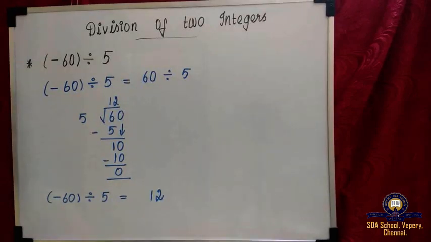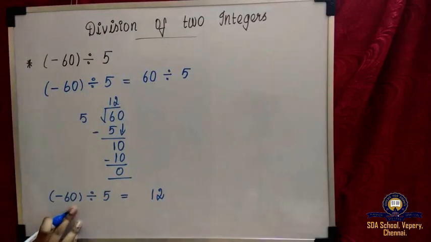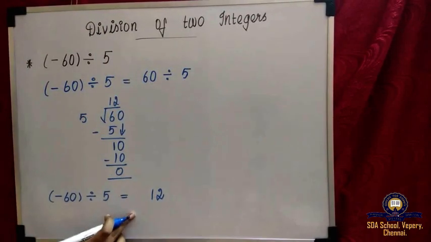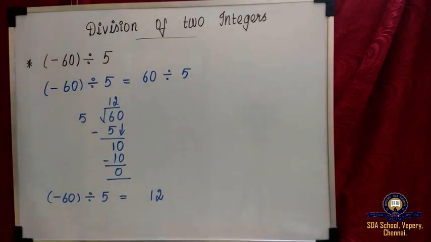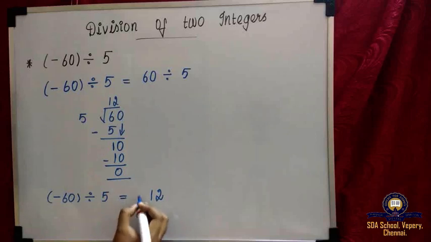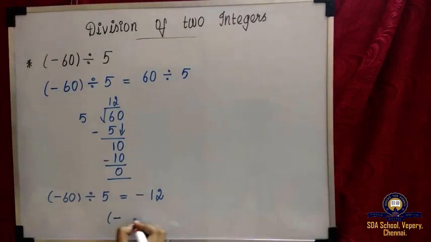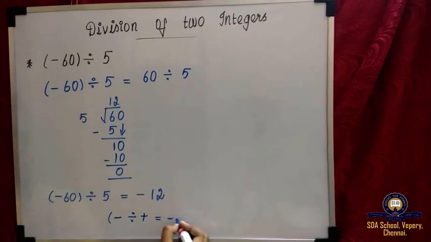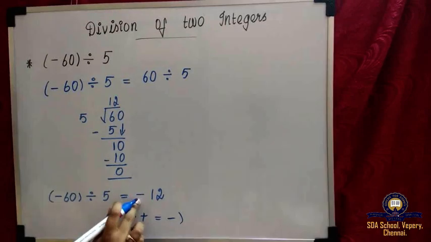Now we will find the sign. Both the integers have different sign, minus 60 and plus 5. So their quotient will always be a negative integer since both the integers have different sign. So it is minus 12 because minus divided by plus is equal to minus. Therefore it is minus 12.